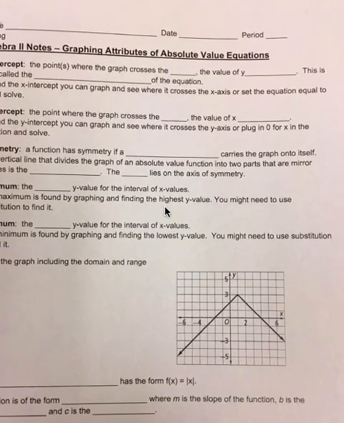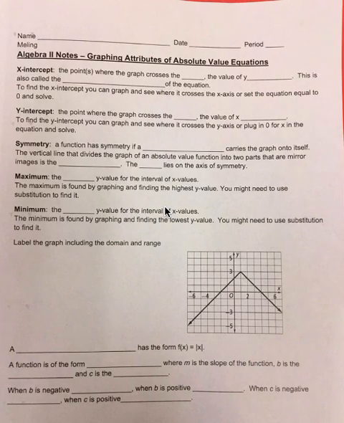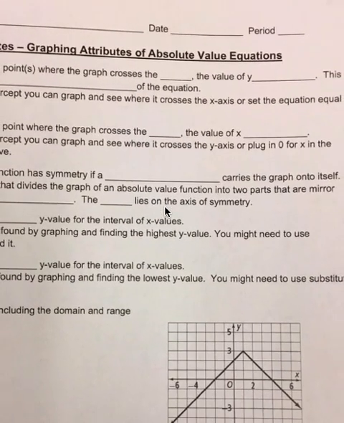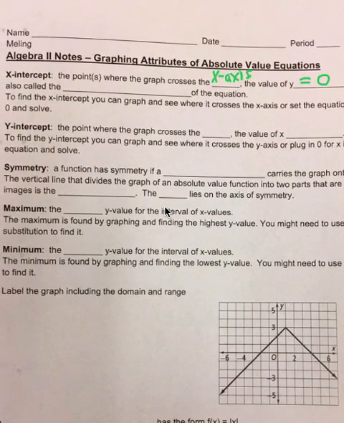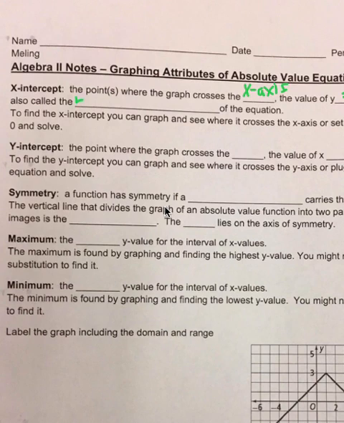So first of all, we have x-intercept, the point or points where the graph crosses the x-axis. That should be pretty familiar to you. The value of y, remember, must be 0. Whenever we're finding our x-intercepts, y is equal to 0. This is also called roots, zeros, and solutions.